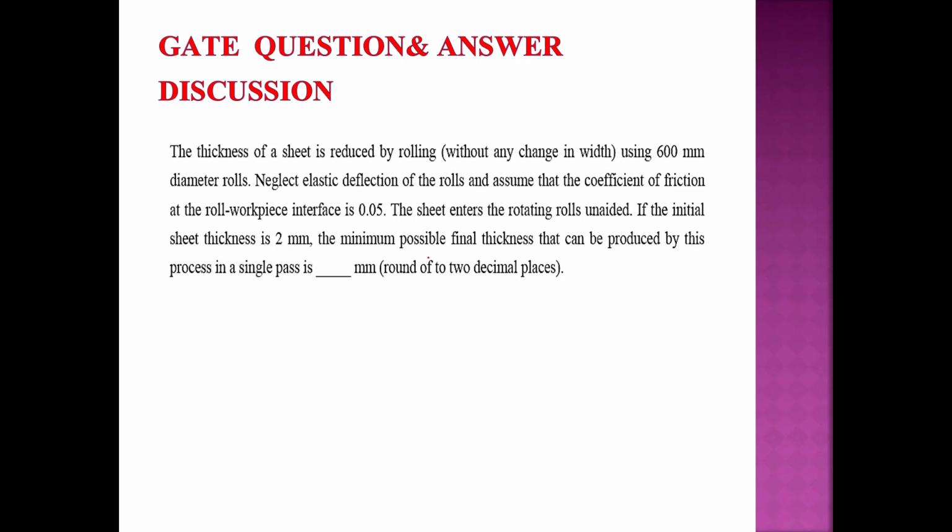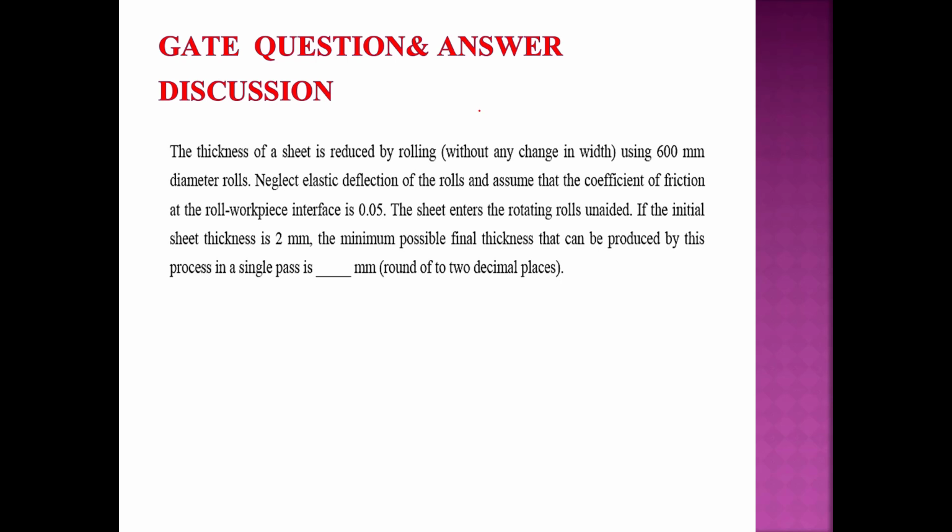The thickness of a sheet is reduced by rolling without any change in width using 600 mm diameter rolls. Neglect elastic deformation of the rolls and assume that the coefficient of friction at the roll-workpiece interface is 0.05. The sheet enters the rolls unaided. If the initial sheet thickness is 2 mm, the minimum possible final thickness that can be produced in a single pass, that we have to calculate.